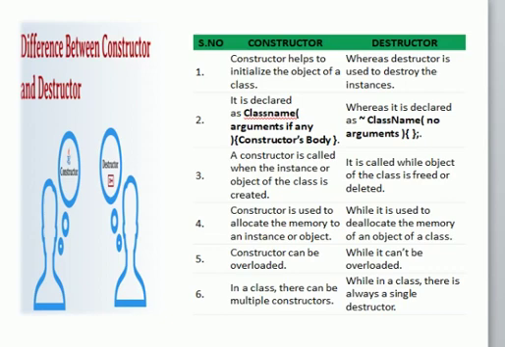A constructor can be overloaded, but a destructor cannot be overloaded. We can declare multiple constructors inside a class, but we cannot declare multiple destructors inside a class. We can declare only one, that means a single destructor in a class. So this is the difference between a constructor and a destructor. That's all about constructors and destructors. Now I'm going to conclude this session.